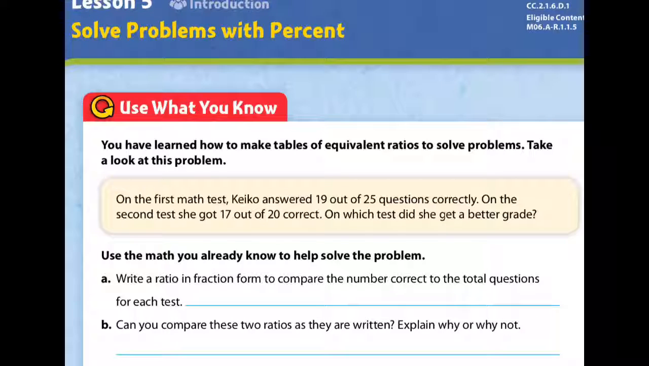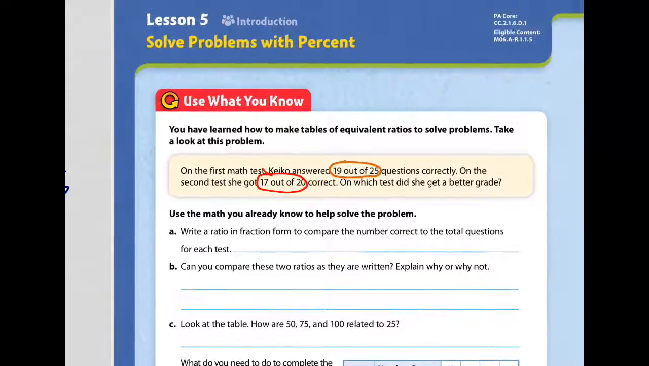It says, on the first math test, Kaiko answered 19 out of 25 questions correctly. So I'm going to circle that for the first math test. On the second math test, she got 17 out of 20 correct. On which test did she get a better grade? So we're going to have to answer that question comparing test 1 to test 2.